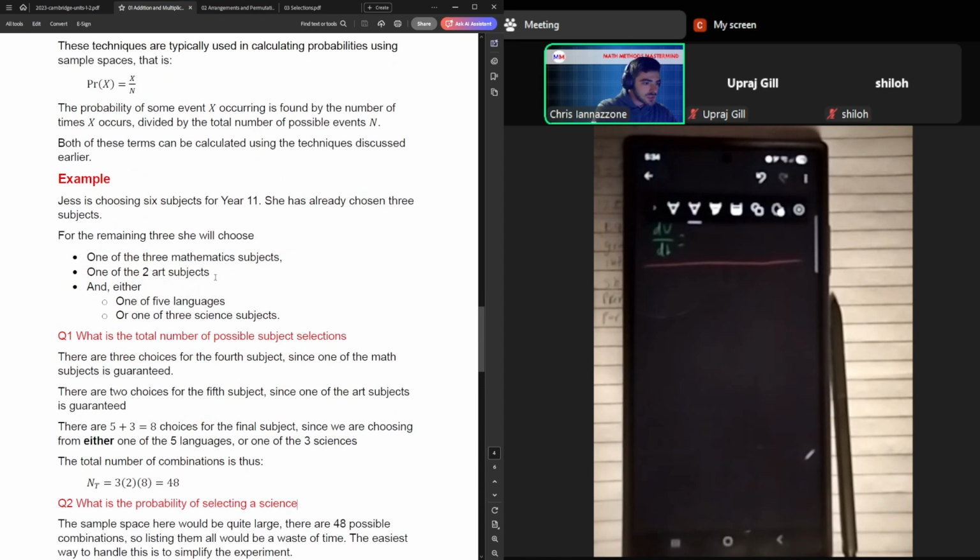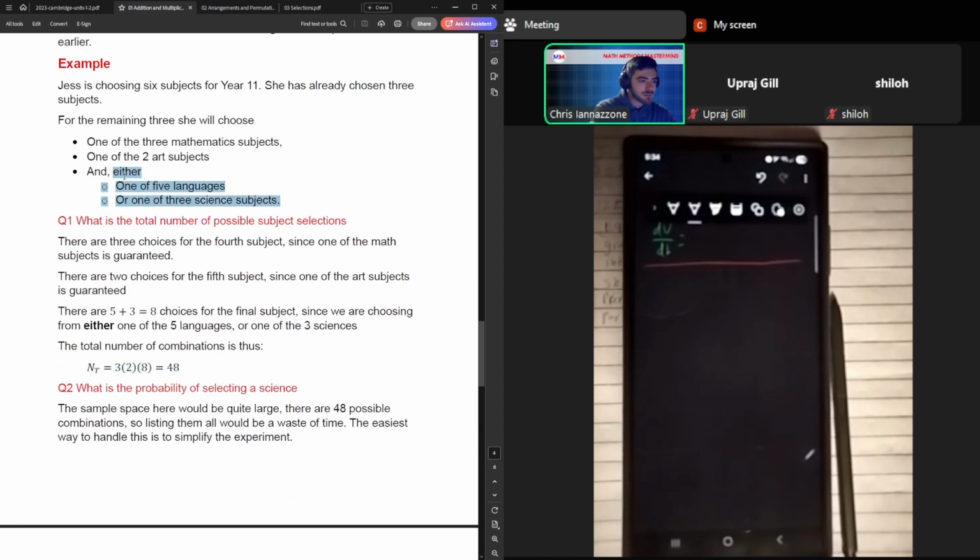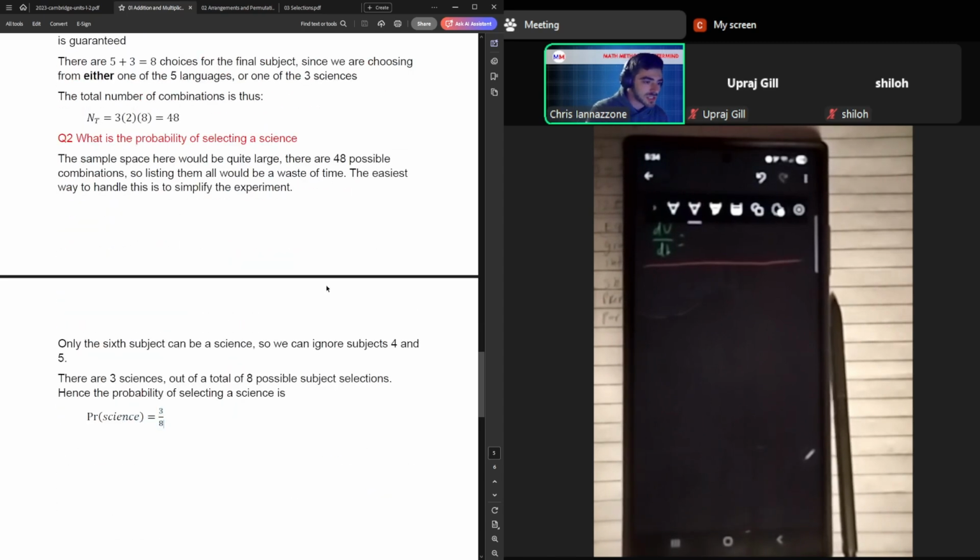One of which is to look at the full set of combinations and then think how many of those have a science involved. Or you could simplify things and just look at the section where sciences could even be picked at all. And so if you simply just look at the stage where you would have an option of selecting a science, then you've got 8 total things that you could choose, 3 of which are sciences. So that's going to give you a 3 out of 8. That'd be the easiest way to go about that one.